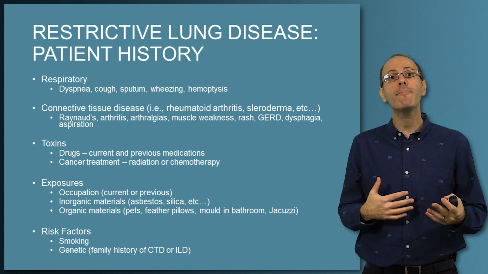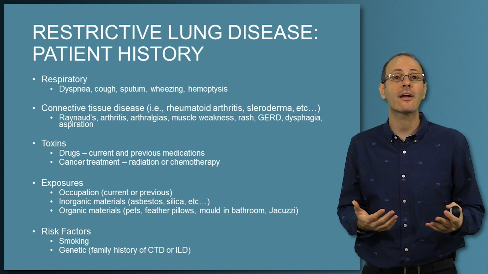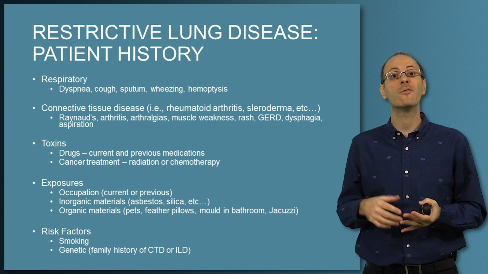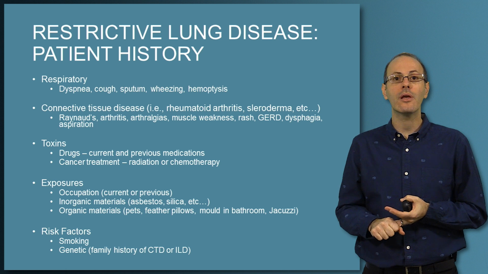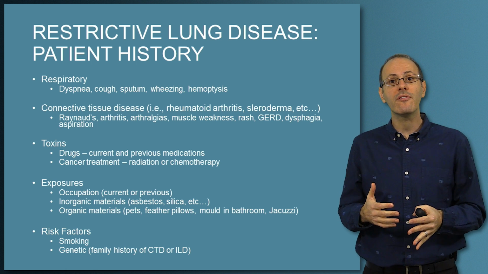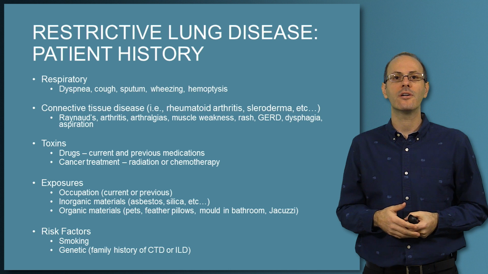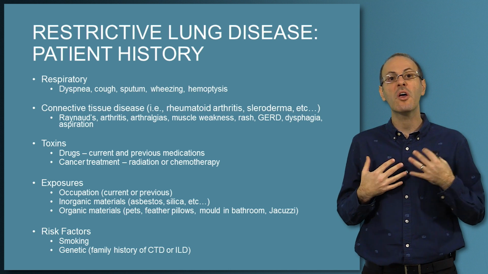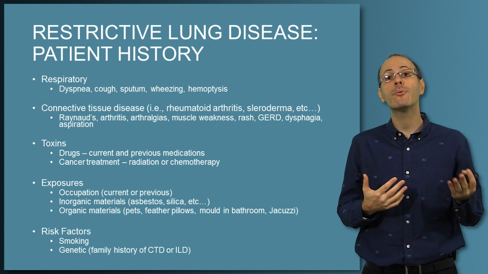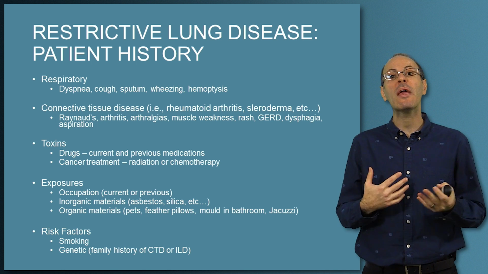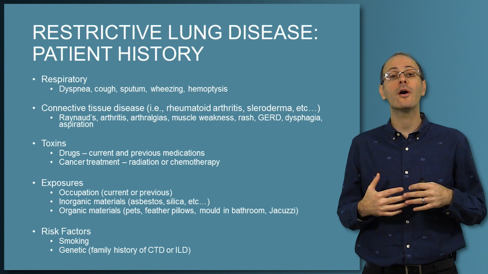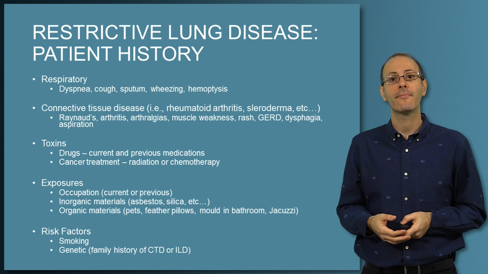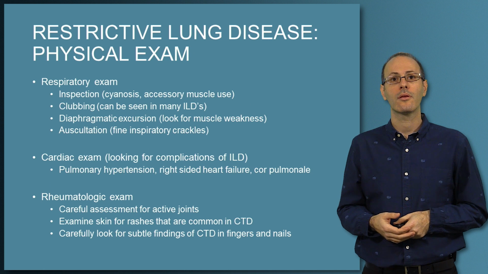Finally, we ask everybody with interstitial lung disease about risk factors that are outside of the exposures. So we ask about smoking and genetic history of either connective tissue disease or interstitial lung disease. As an example, if you come to me with an interstitial disease and you have a sister who had rheumatoid arthritis, that might make me think a little bit more about whether or not your lung disease could be due to a connective tissue disease. And that's why it's important to ask.